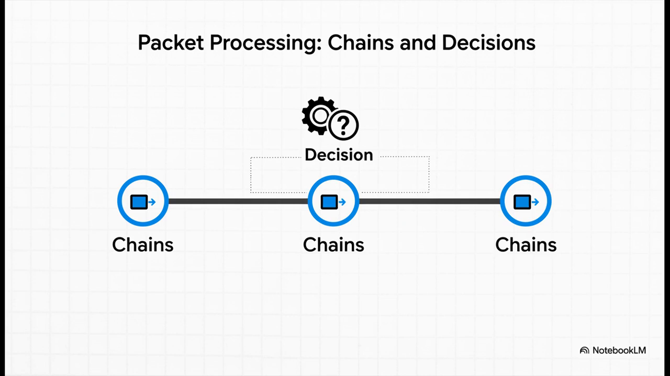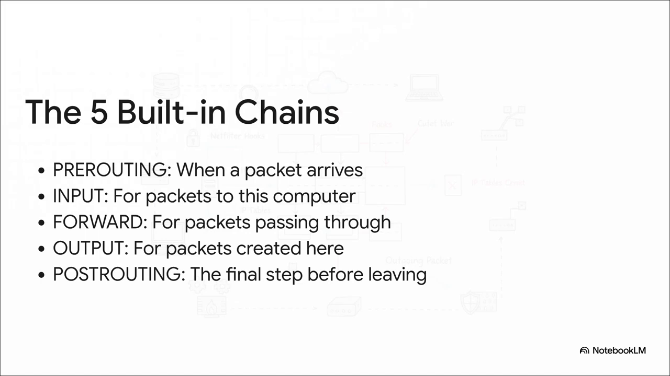At every single intersection, the kernel hits the brakes, takes a look at the packet, and decides which way it's going to go next, all based on a set of traffic laws. NetFilter gives us 5 of these main intersections. Pre-routing, that's the very first stop for any packet coming in. Then there's input, and that's for packets that are meant for an application on this machine. Forward is for packets that are just passing through on their way to somewhere else. Output is for all the packets created right here on this computer.